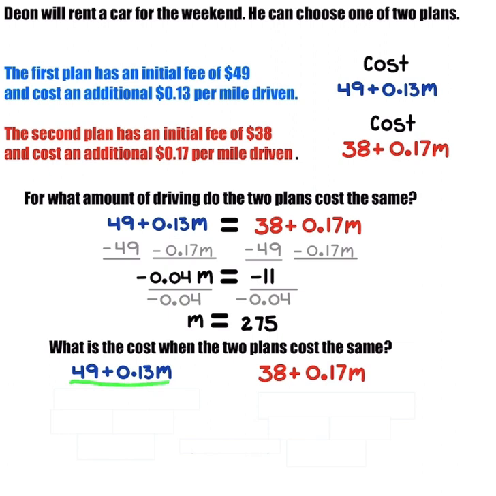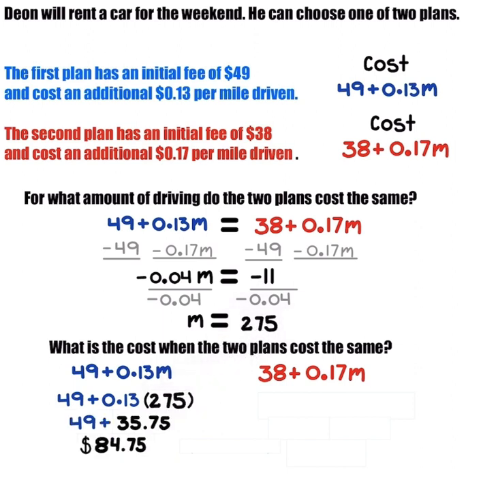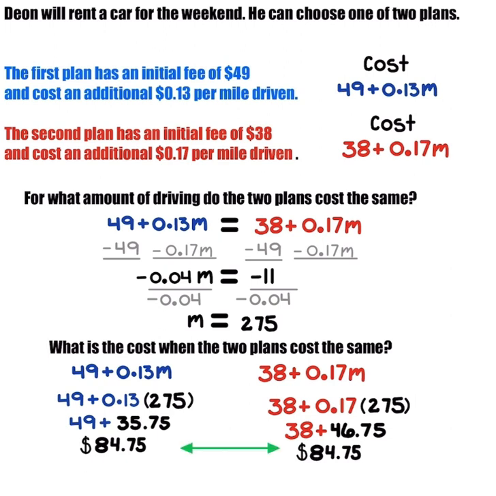Starting with the first plan, let's replace the m with 275. Following order of operations, we multiplied and then added. We get $84.75. If I substitute the 275 into plan 2, multiplying 0.17 times 275 and then adding 38, I also get $84.75.